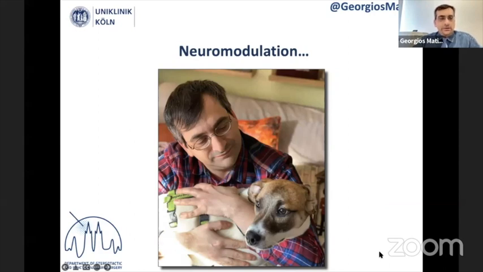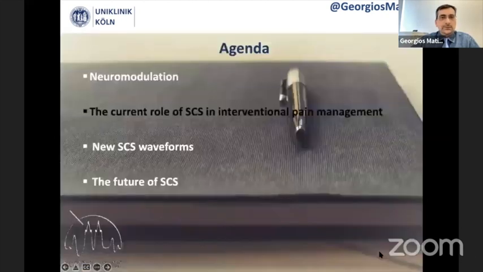This is Beanie, this is my dog. She is now 8 months old. We adopted her from Croatia. And this is also a type of neuromodulation. And Beanie, just like our chronic pain patients, needs much time and much dedication.